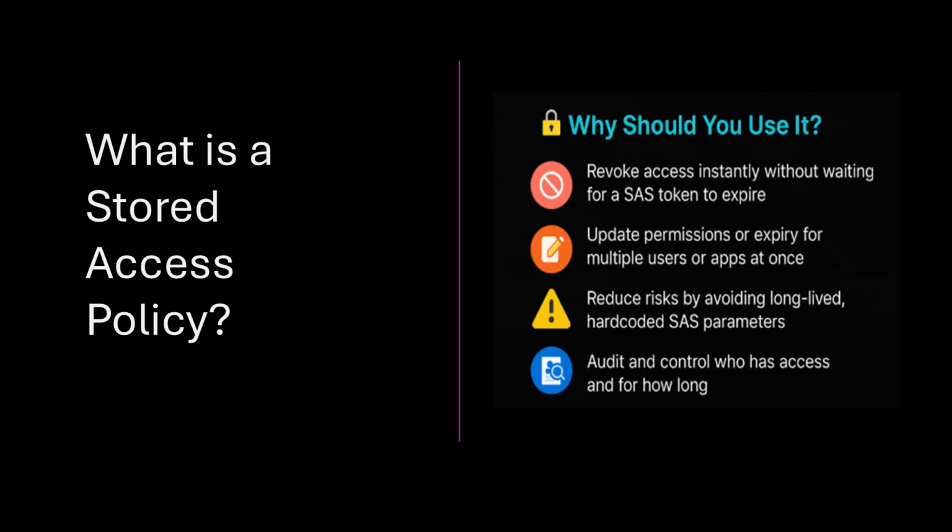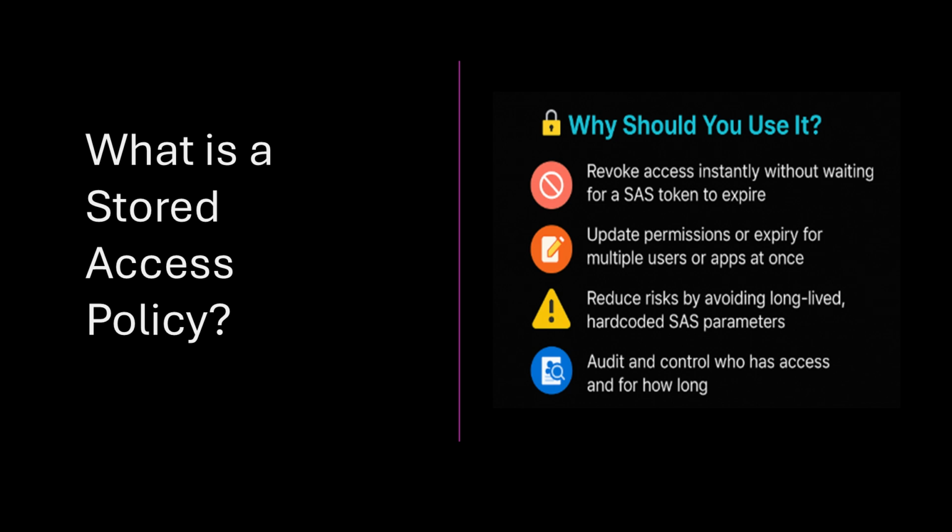A stored access policy is a server-side configuration that you create on a container, file share, table, or queue. It defines a set of constraints, such as start time, expiry time, and permissions, that can be referenced by one or more SAS tokens. Instead of embedding all the parameters directly in the SAS token itself, you link the token to a named policy stored on the resource. Think of it like creating a reusable access template and then handing out lightweight tokens that point to that template.